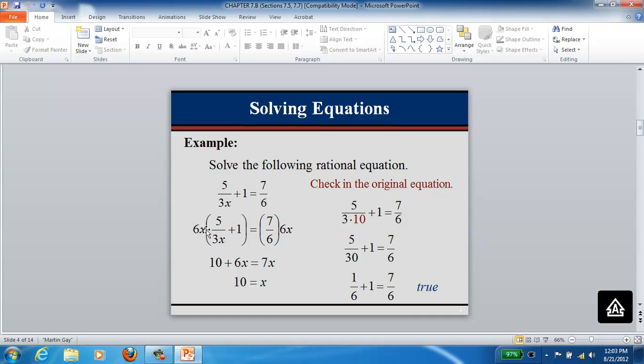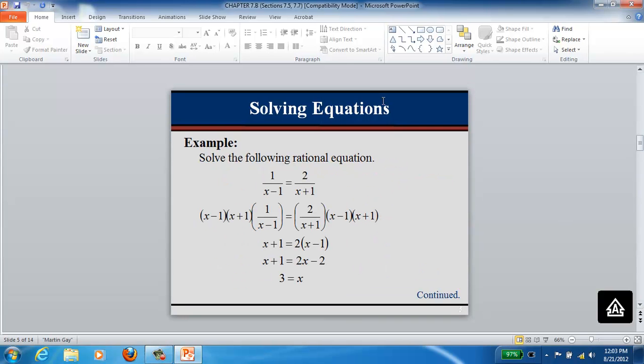The x's cancel. Here you have 1 times 6x, which is 6x, equals 7x. Here, because 6 divided by 6 is 1, leaving you with the x. And you multiply 7 times x. And here you solve for x. X is equal to 10. Substitute the 10 into your equation to check to see if it's true.